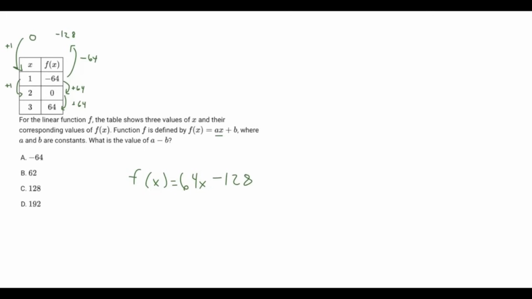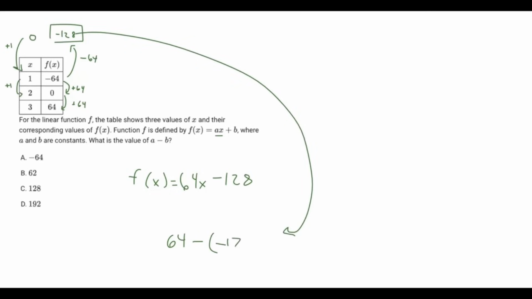So it says, what is the value of a minus b? So our a value is 64, all right? And it's subtracting the b value. The b value is negative 128, all right? So if you subtract a negative number, we're essentially adding it. And so 64 plus 128 is just 192, so that's our final answer.